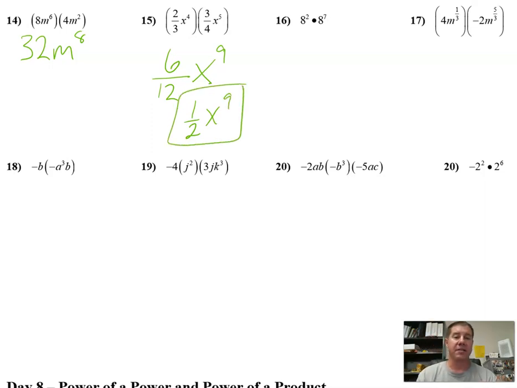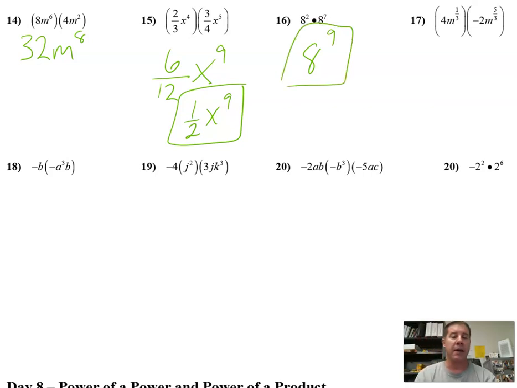Perfect. Number 16, multiplying. This is where, again, we start to get confused a little bit and mixed up. But keep in mind here on 16, 8 squared and 8 to the 7th. 8 are now bases. They are not coefficients because they have the little exponent on them. So because they're bases, bases always stay the same, and I add exponents.